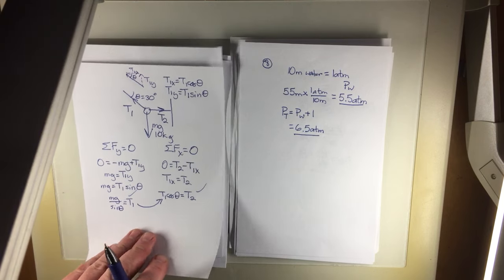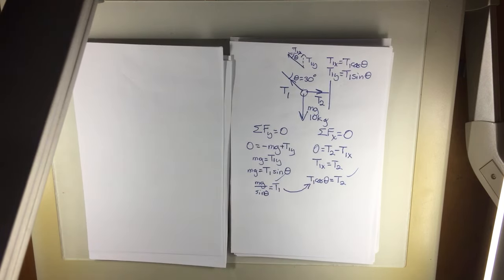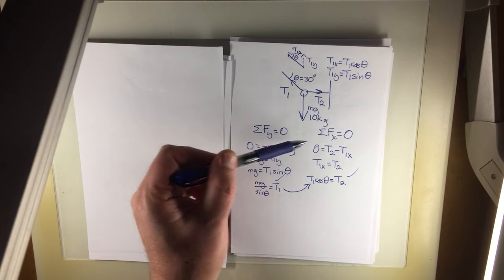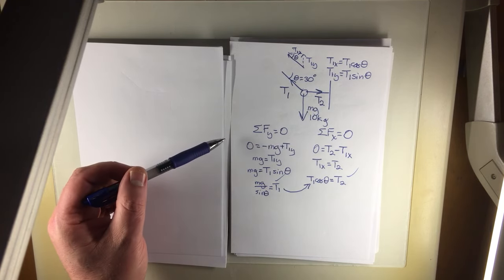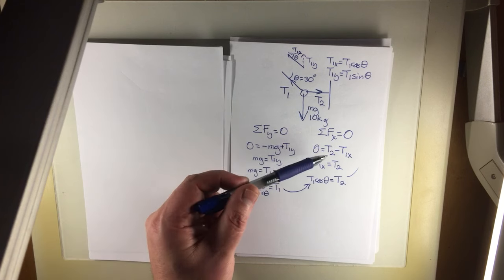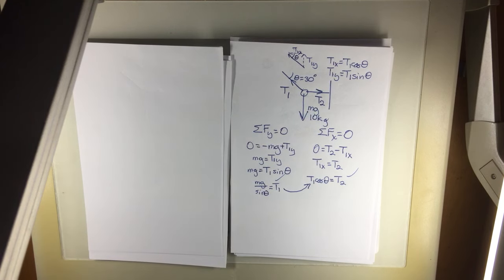Any questions? So the hardest part is recognizing that you're dealing with translational equilibrium and then setting up the sums of the forces vertically and horizontally. And once again, we're breaking down vectors into their components.